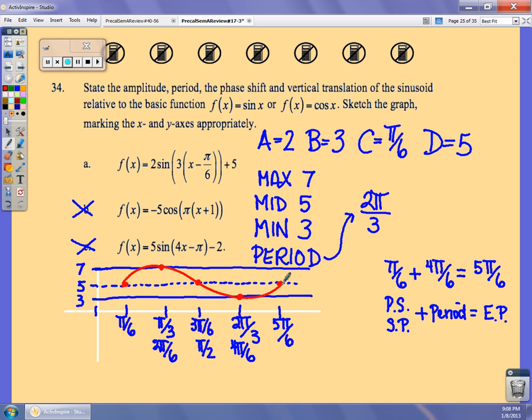Now, did we do what the question asked? We stated the amplitude, the period, the phase shift, and the vertical translation. We sketched the graph and we marked the x and y axes appropriately. I'm just going to go in here and relabel a few things. This is our amplitude. This is our phase shift. This is our period right here. And our vertical translation is the D value.